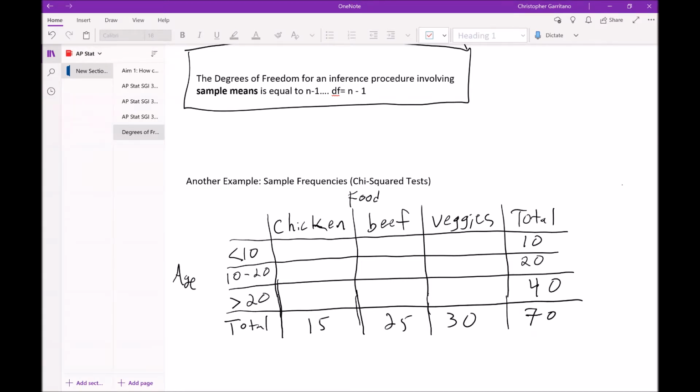And if we do finally meet again in class after the AP exam, we will be talking about the chi-squared test. Chi-squared test also has its own calculation of degrees of freedom. So the way chi-squared test works is we have two categorical variables, let's say food and age of a person. And you might want to say, does age depend on food preference?